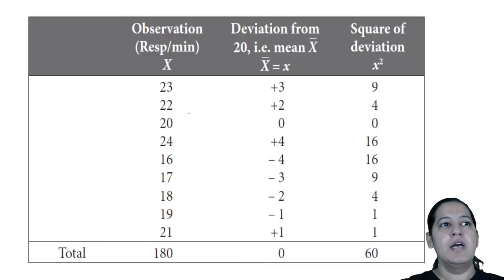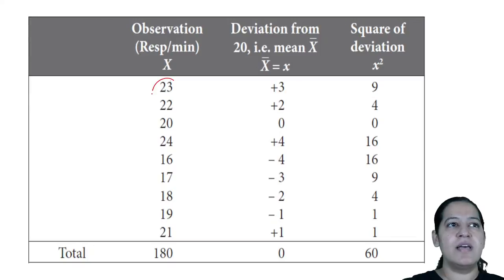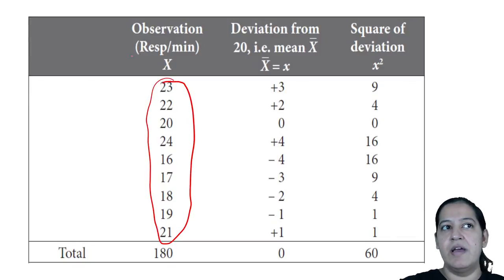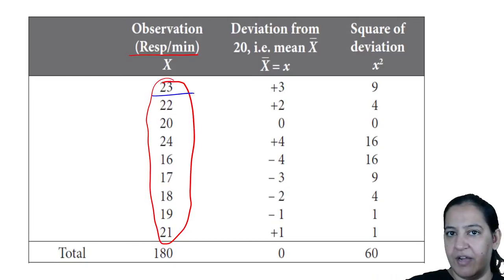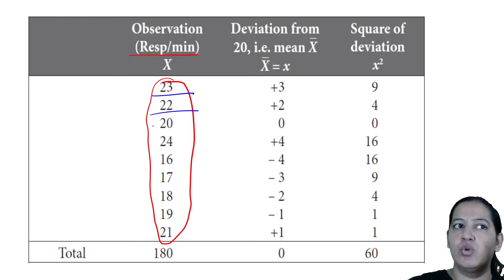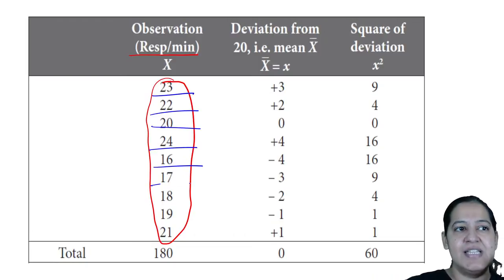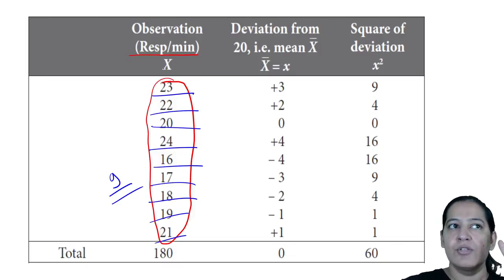This is the example. You can see this is the respiratory rate per minute. How many respirations do you have per minute? I have 9 persons with me. The first person has 23 respirations per minute. Second is 22, then 20, 24, 16, 17, 19, 18 and 21. Total 9 persons. So this is the respiratory rate per minute of 9 persons.